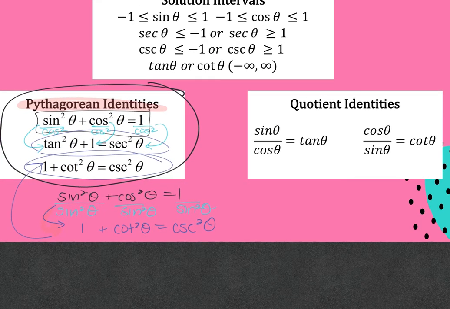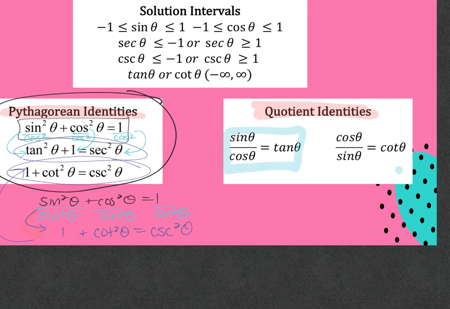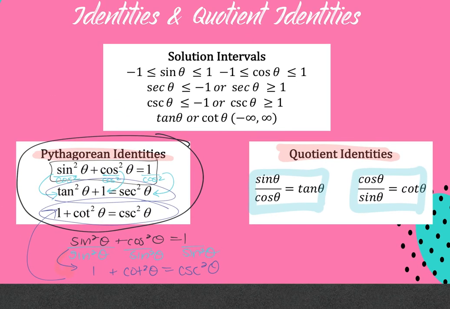On the right are quotient identities, and they are simply that tangent equals sine over cosine. And cotangent is the reciprocal of that, cosine over sine. So we can use those interchangeably. The solution intervals at the top are kind of confusing when you look at it this way.